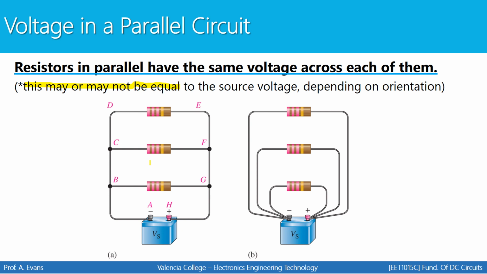In this example, these three resistors are all in parallel with the voltage source. So they're all going to have the same voltage as the voltage source. But you can have another circuit where all three of these are in parallel, but they're not in parallel with the voltage source. So we don't know what the resistor voltage is, we just know that all three of them have the same amount.